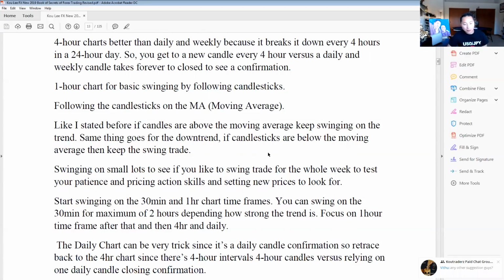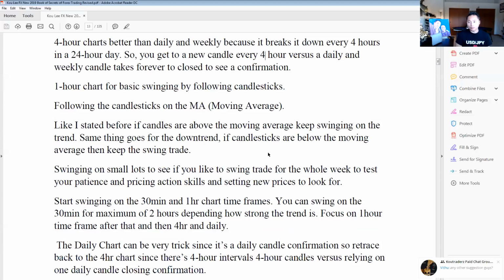And with the 30-minute and the 1 hour, they're just sitting in between, and they're only half an hour apart, but at least you can start swinging on those time frames so that you get familiar with it, and then work your way up to the 4 hour and daily. With the daily, you're pretty much stuck on that one candle until the closing of New York session. When New York closes, it starts a brand new daily candle.